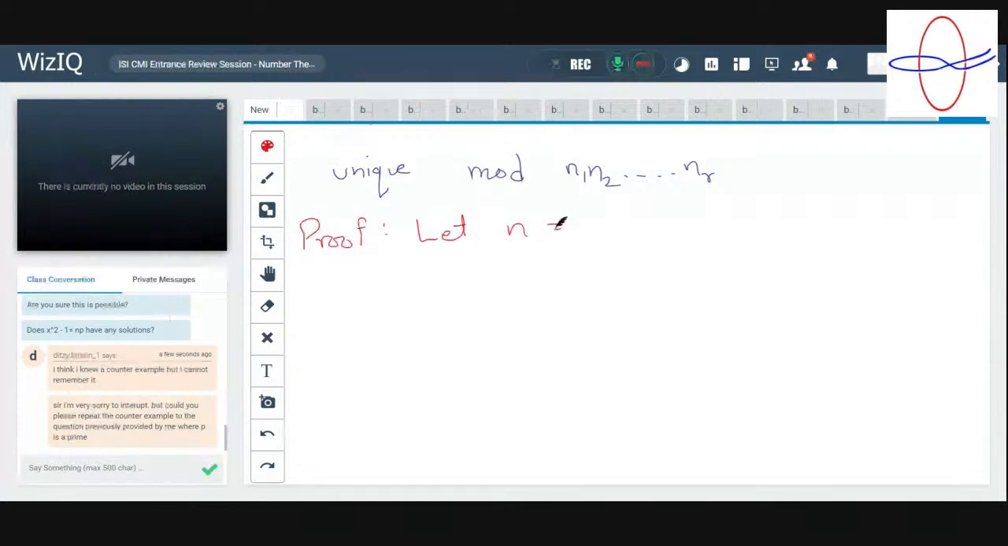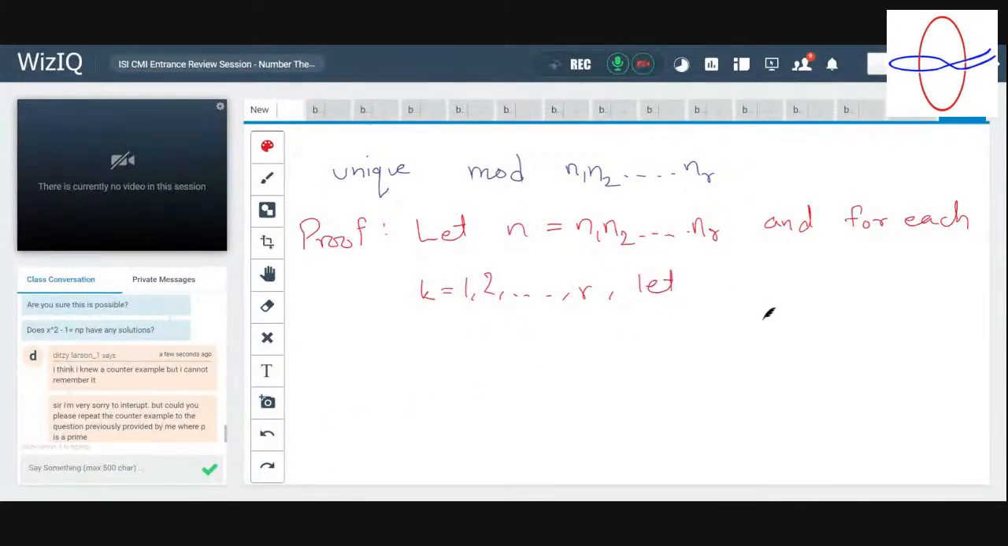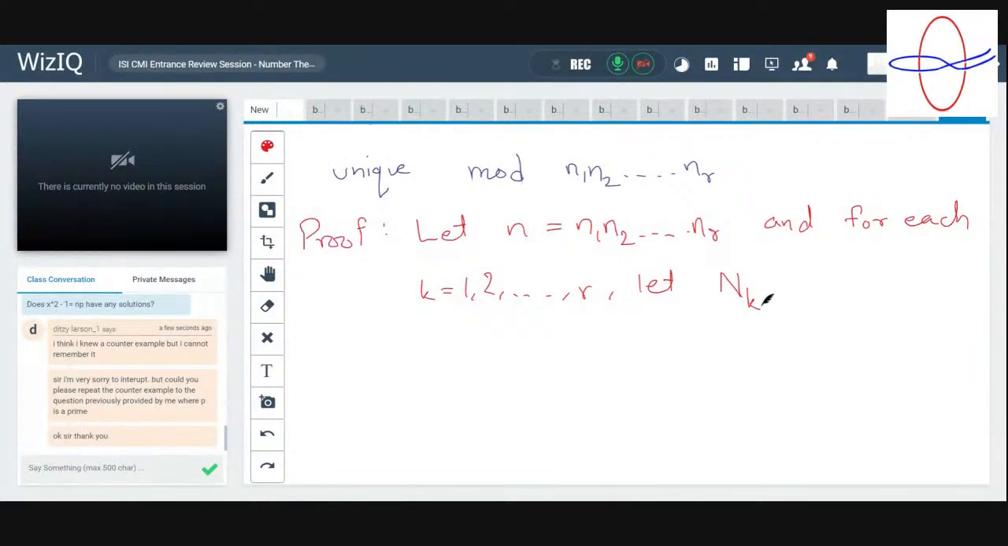So I will make things easier for myself by calling n this product, and for each k equal to 1 to r, let capital N subscript k be small n, this thing. So that is, you remove nk from the product. That's it.